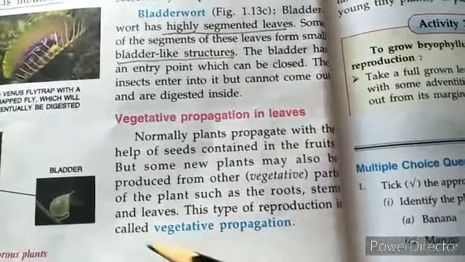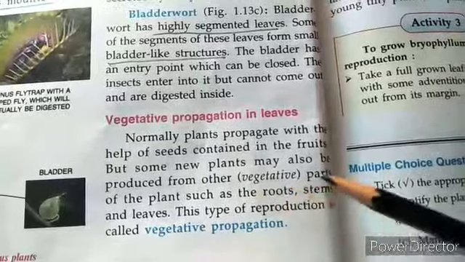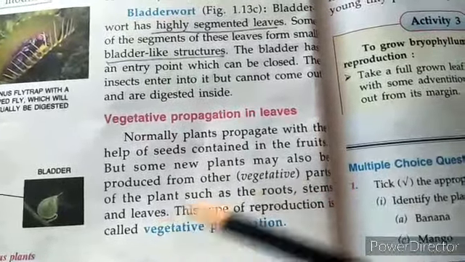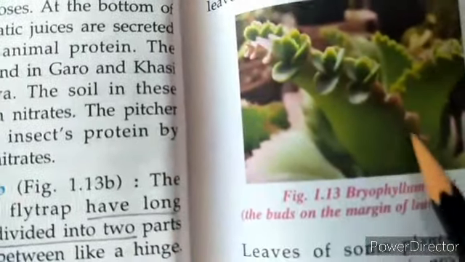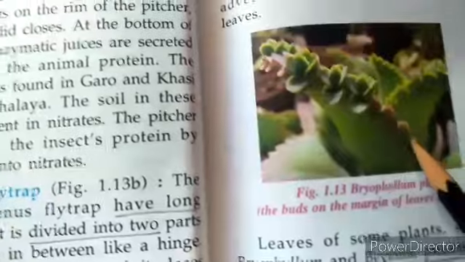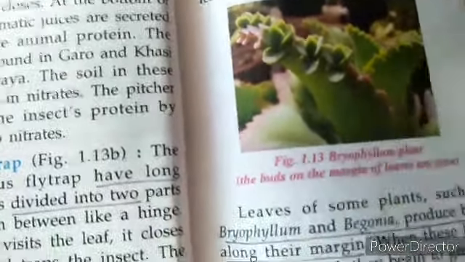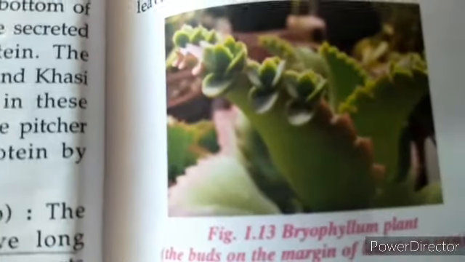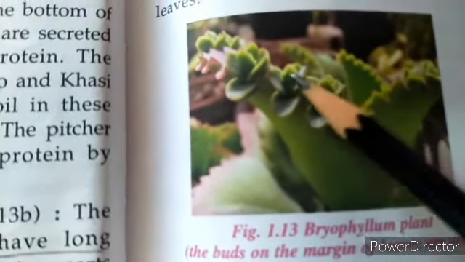This reproduction is also known as vegetative propagation, and it is also found in root, stem and leaves, but here we are dealing only with leaves. The example we have here is the Bryophyllum plant. As you can see here at the margin of the leaf, this is a fleshy leaf that is seen there. On that fleshy leaf, if you are able to see, small buds have developed.